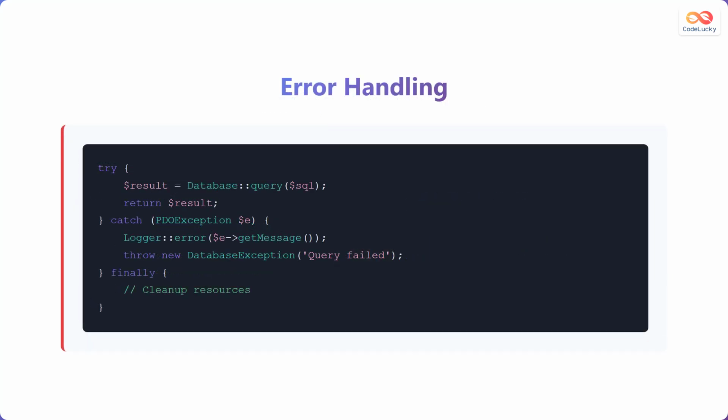Now we will discuss error handling. Effective error handling is critical for robust applications. Use try-catch blocks to handle exceptions gracefully. In this example, we attempt a database query, and if an exception occurs, such as a DatabaseException, we log the error and throw a custom exception. The finally block can be used for resource cleanup. Proper error handling prevents your application from crashing and provides meaningful feedback.